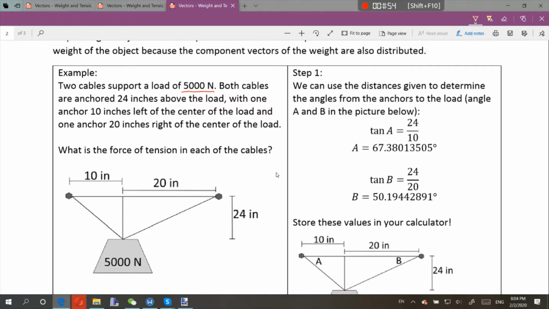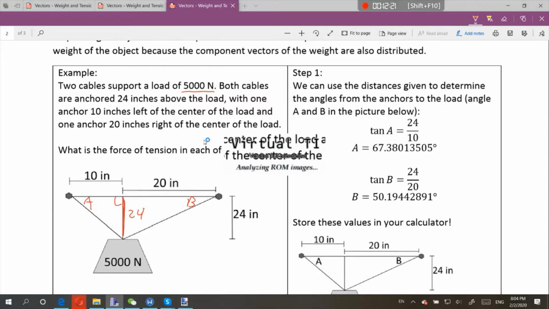I'm going to break this apart into 2 angles, so angle A and angle B. So I could say if this is 24, then the tangent of angle A should equal my opposite over my adjacent, so that's 24 over 10. The tangent of angle B should also be opposite over adjacent, or 24 over 20. So that gives us 2 different angles that we can solve for.